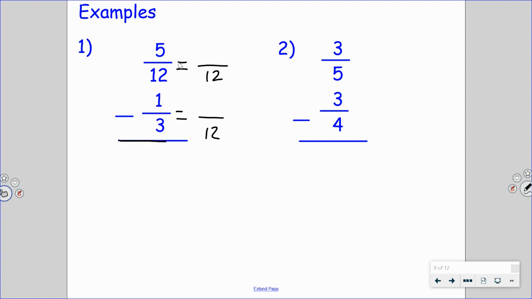Now, the nice part there is that 5/12 does not change, but please do not tell me that 1/3 is the same as 1/12. 1/3 of a pizza is a decent amount. 1/12, that's barely anything. On the other hand, you could make an argument that 1/3 is the same as 4/12. Now we have 5/12, we can take away 4/12, and we can have 1/12 for our final answer.